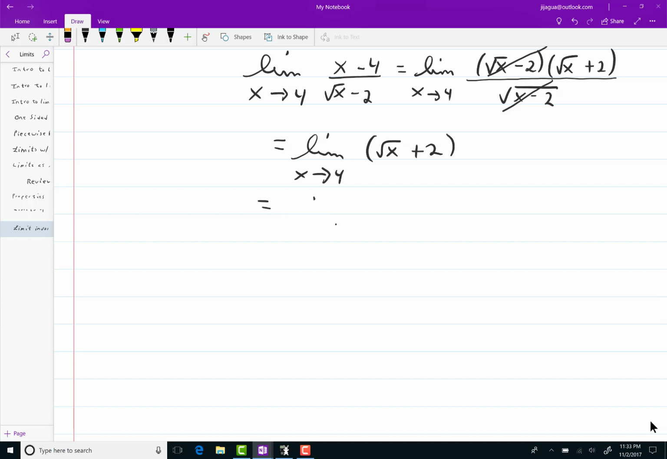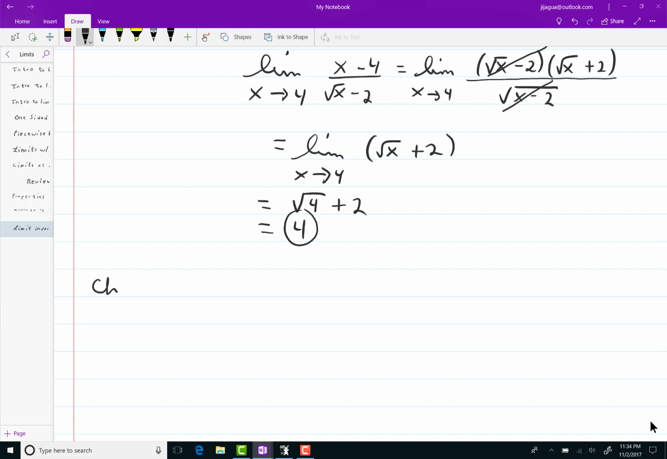I just want to go right into the answer. So instead of x, replace x with 4. I'm going to have the square root of 4 plus 2, and that will equal 4.